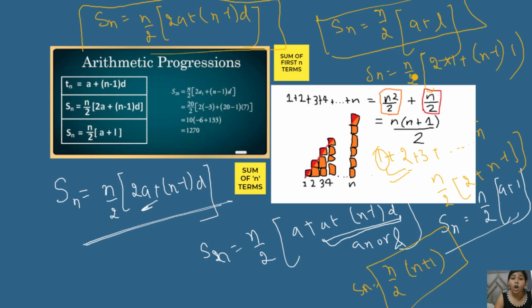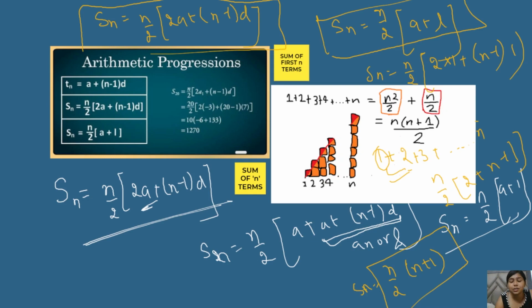All of these three formulas are derived from the first formula itself. The main formula for the sum of n terms is Sn equals n by 2 bracket 2a plus n minus 1 d bracket closed, where n is the number of terms, a is the first term, d is the common difference. I hope that's clear.